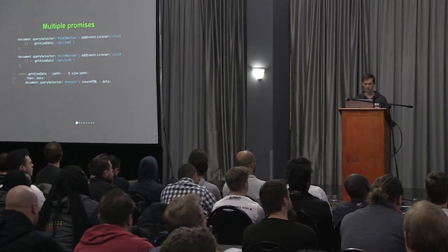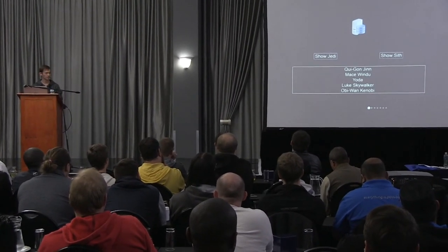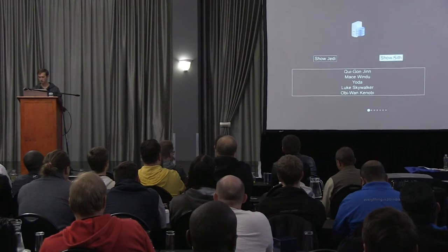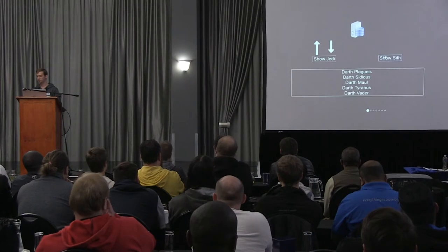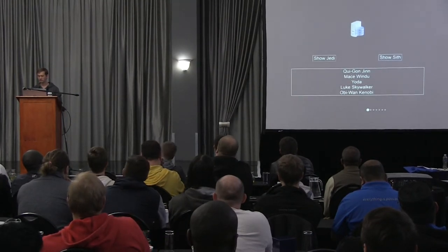So let's take a look at a quick implementation of this. We have two buttons, show JEDI. When we click on it, it makes a request. JEDI are a bit slow, so it's taking a while. But when it returns, it shows us a list of JEDI. Show Sith, a little bit faster, returns a list of Sith. If we click on show JEDI and then change our mind, we see some Sith, and then a few seconds later, it gets replaced by some JEDI. The user clicked on Sith, and now they're seeing JEDI. This is a problem.